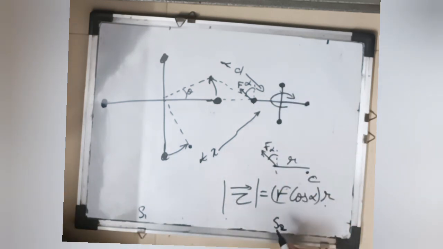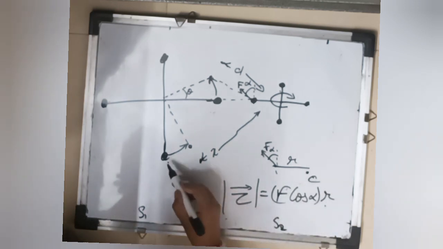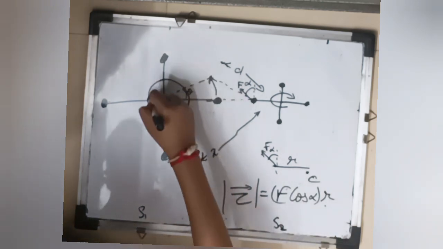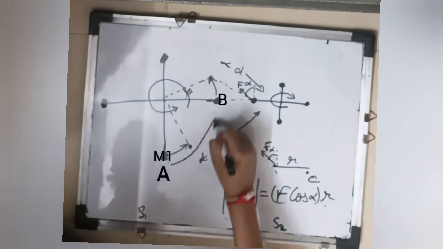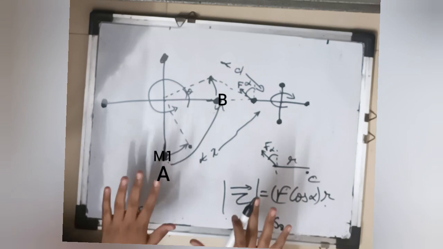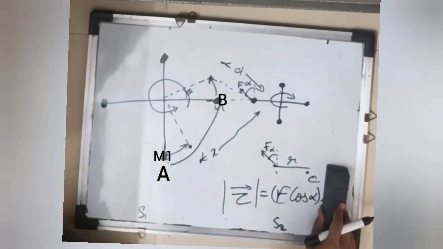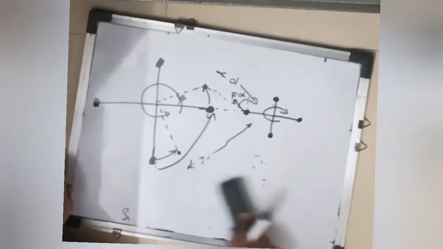As we know, torque is equal to I alpha. Torque is being applied on spinner 2 and hence it will rotate with an angular acceleration alpha. As we are giving power to spinner 1, the magnet M1 will go from A to B and the process will continue, and this will result in the spinning of spinner 2.